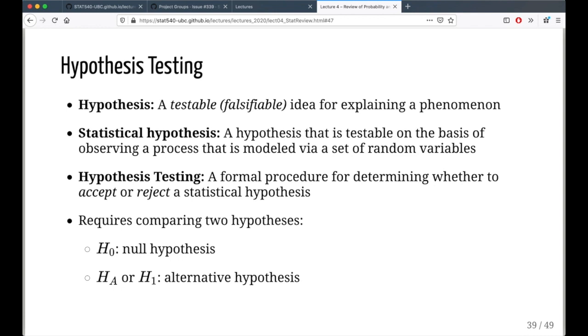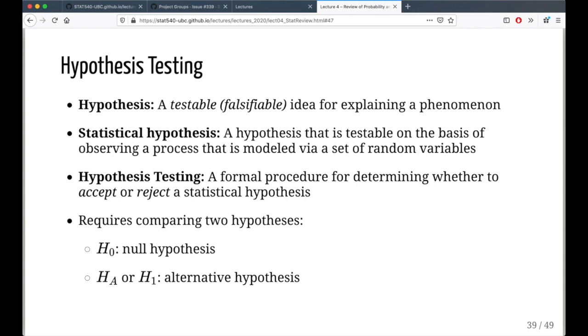All right, so now let's move into hypothesis testing. Just to define a few terms. A hypothesis is a testable idea for explaining a phenomenon. Testable means that we can falsify it. A statistical hypothesis is a hypothesis that is testable on the basis of observing a process that is modeled via a set of random variables. Hypothesis testing is any formal procedure for determining whether to accept or reject a statistical hypothesis.